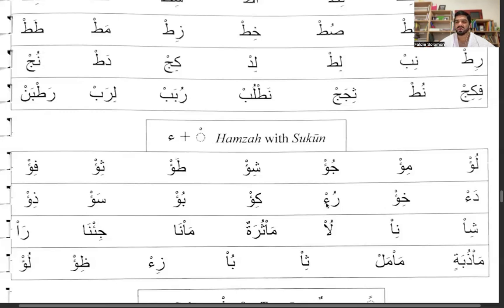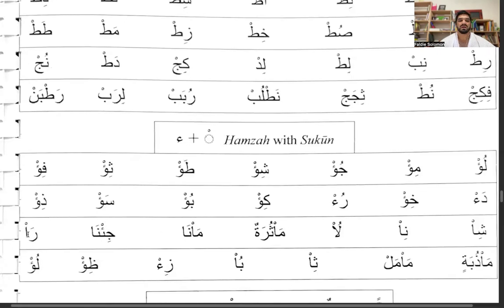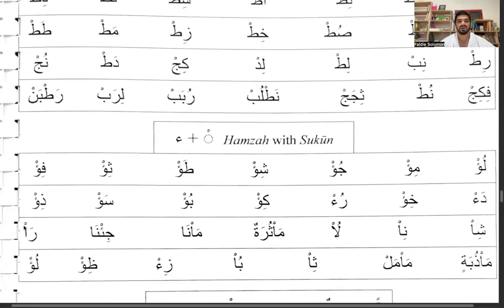And here we have again the alif with the sukoon. So we know that's the same thing, right? We'll read this as ma'thuratun, ma'na, ji'na.